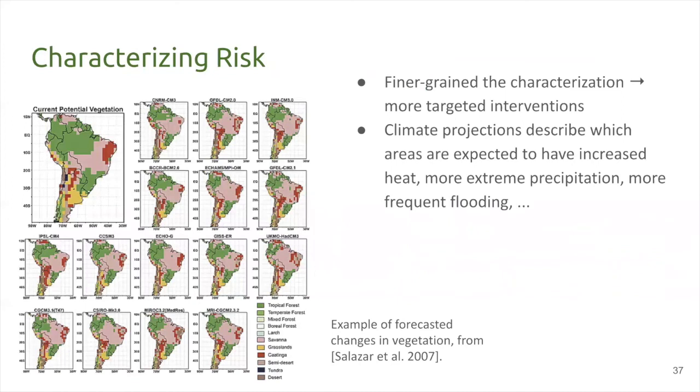So here's an example of what characterizing risk looks like from a study. In this figure, the different colors are different biomes. So darker green, these are tropical forests. Light pink, these are savannas. Each of these small panels is showing the anticipated change in biome cover according to different climate models, different climate projections. Right, so once you understand how biomes are at risk, you can plan your interventions to preserve the ecosystems that are most vulnerable.